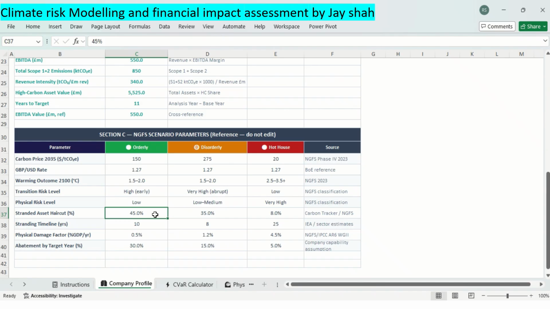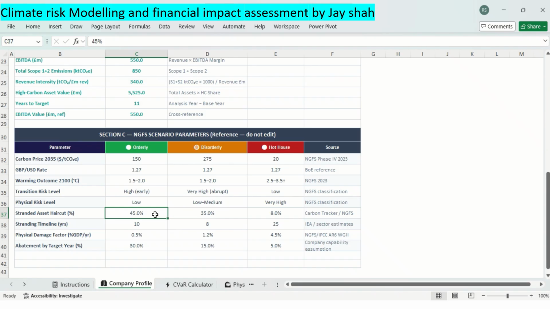Then it comes to disorderly, which is 35%, slightly lower than the orderly, because the delayed start means that less cumulative standing by 2035, even though the eventual write-down may be larger in absolute terms after 2035. So overall transition risk might be reduced, but it will again be more valuable from your financial perspective through the other risk of physicals.